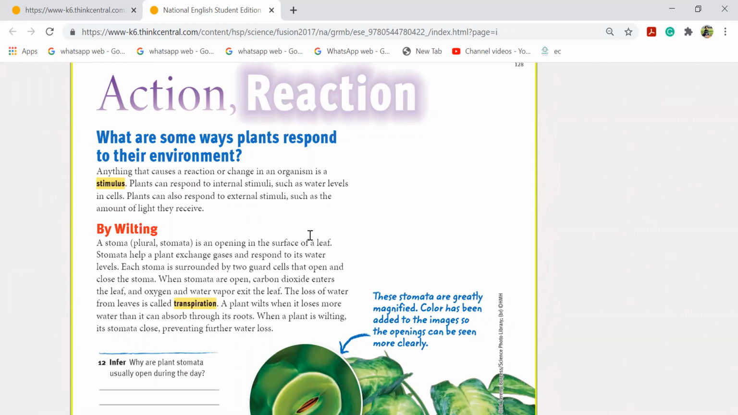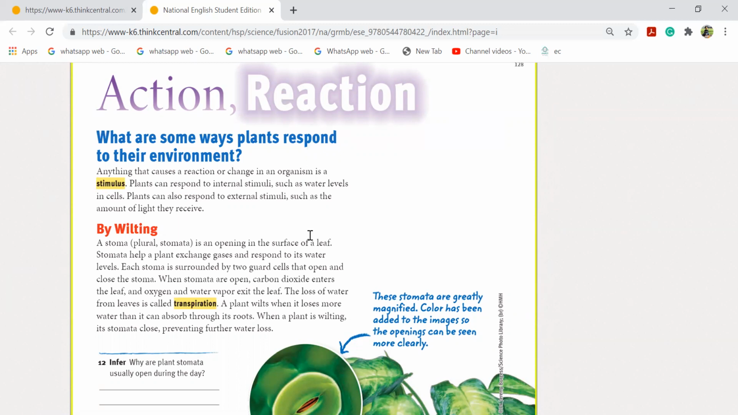Does every response have a stimulus? Yes, every response has a stimulus. For example, sunlight is the stimulus and a flower bending towards the sunlight is the response. Anything that causes a reaction or change in an organism is a stimulus, and the change itself is the response.